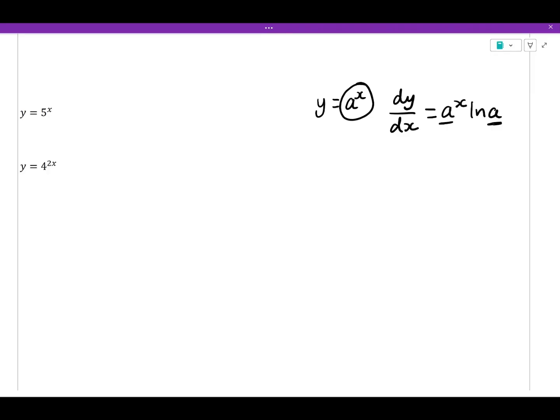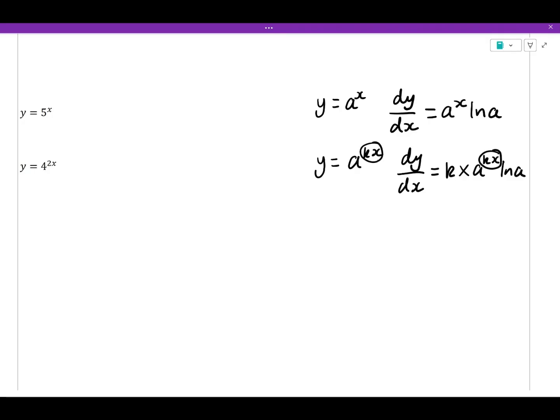But let's look at the slightly more complicated scenario, which is that y is equal to a to the power of kx. Well, then dy by dx would be equal to k multiplied by a to the power of kx ln a. So what's changed? Well, our power has remained the same throughout. However, the big difference between this derivative and the one above it is that now we have this k multiplying by a to the kx ln a that we have to account for as well.